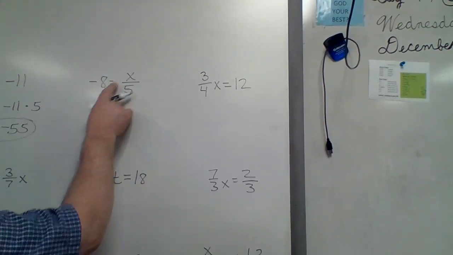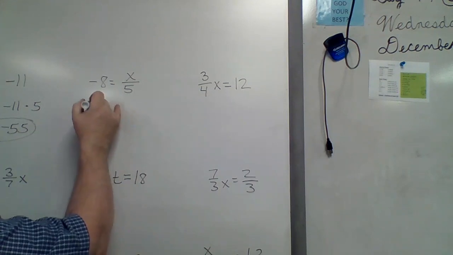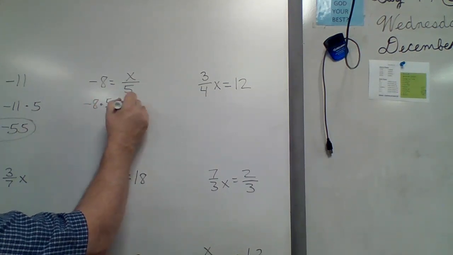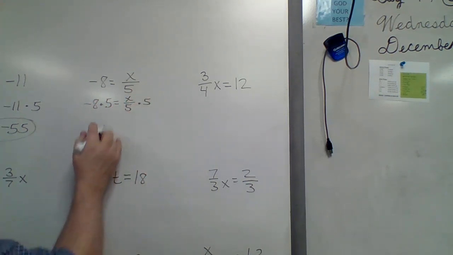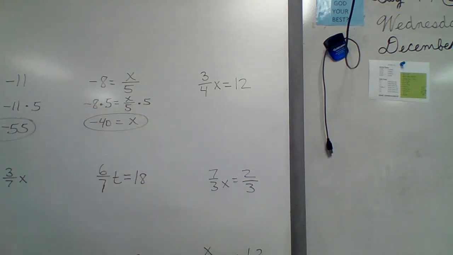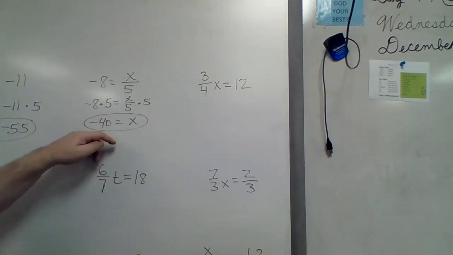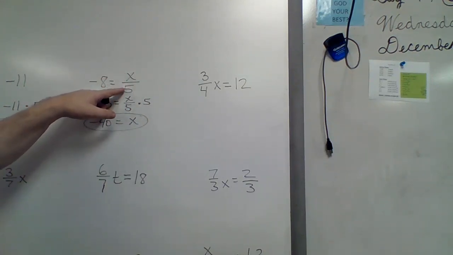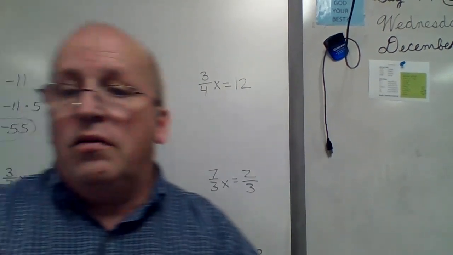Let's move on to the next one. Negative 8 equals x divided by 5. How are we going to get x by itself? Let's do the opposite of dividing by 5. Let's multiply both sides by 5. Remember that? And we get negative 40 equaling our value of x here, because dividing by 5 and multiplying by 5 cancel each other out. Now let's try this negative 40 out up here. Negative 40 divided by 5. Does that equal negative 8? You bet it does.